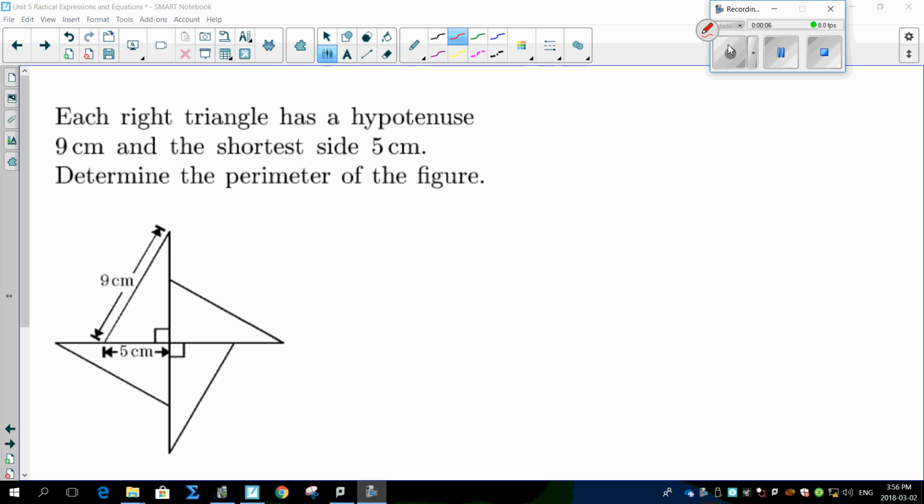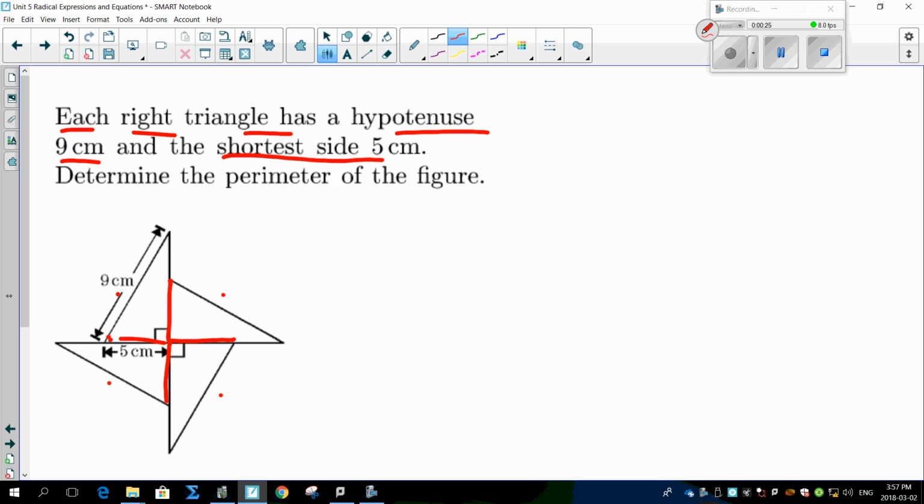Oh my goodness. Read the question. It says each right triangle has a hypotenuse of 9. So this is 9 here. That's going to be 9, 9, 9. And it says the shortest side is 5. Okay, so that's going to be 5. That means they're all the same. That's going to be 5, 5, and 5.